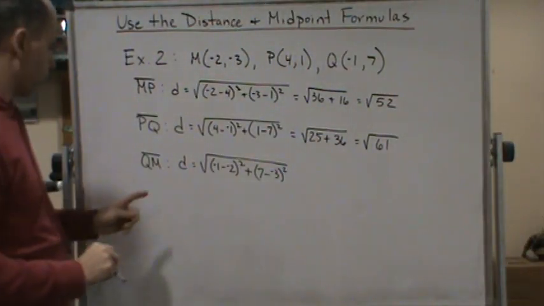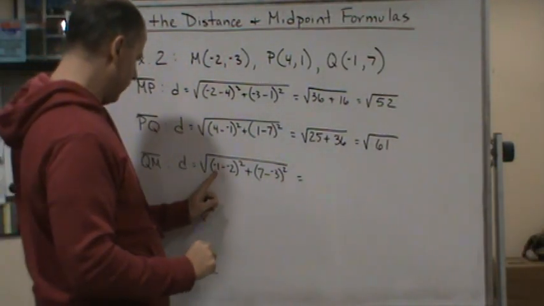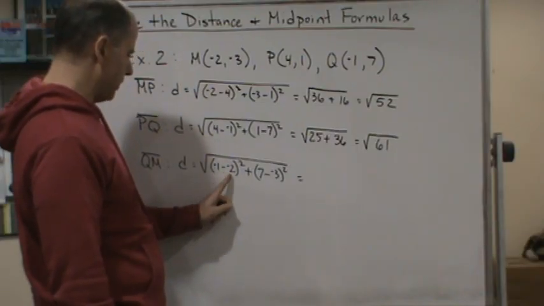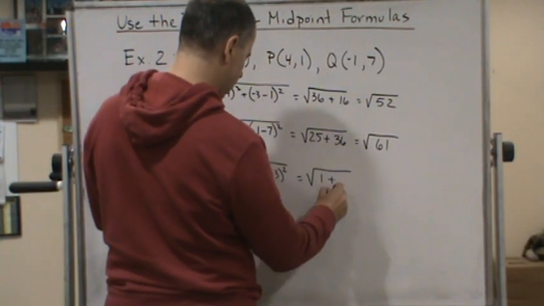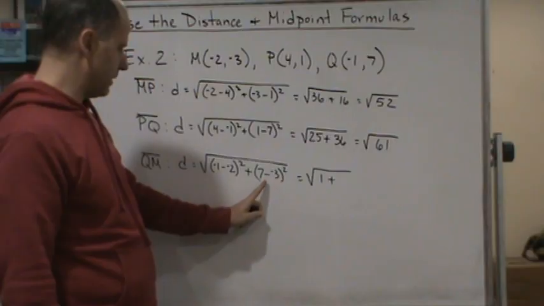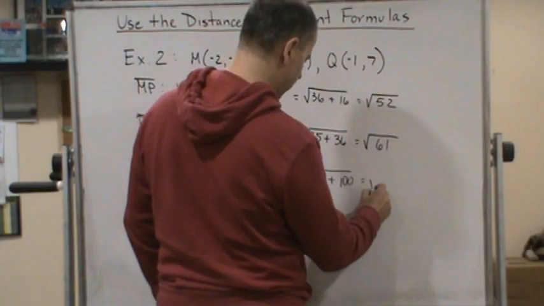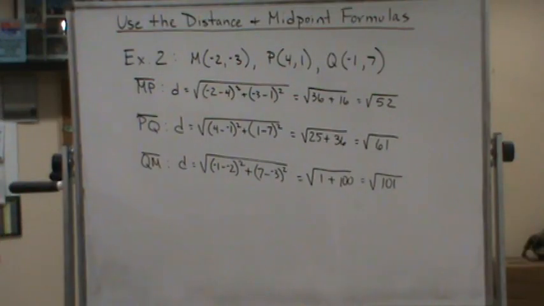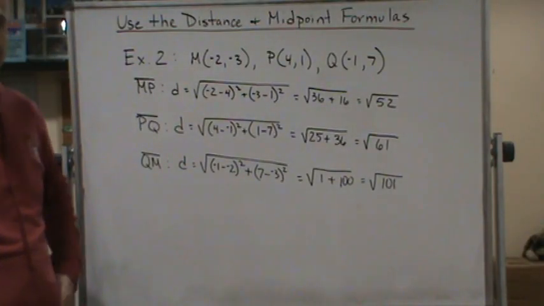And then finally, we have this distance for this point, QM, and this is going to be -1 minus a -2, which is going to be the same as -1 plus 2, which is +1. So +1 squared is just 1. And then this is going to be 7 minus a -3, which is the same as 7 plus 3, which is 10. So that's going to give us 100, which is going to give us the square root of 101. Now, of all three of these distances, the largest one is the square root of 101. So that one is the only one that can be the hypotenuse.